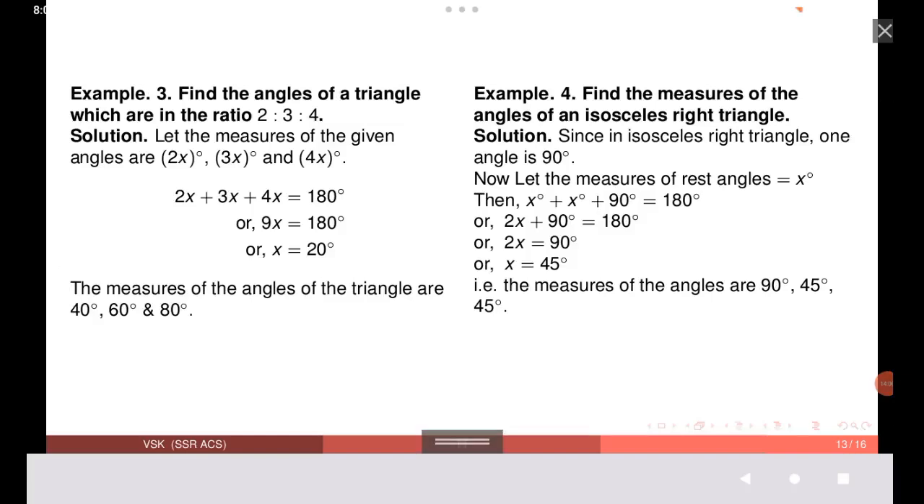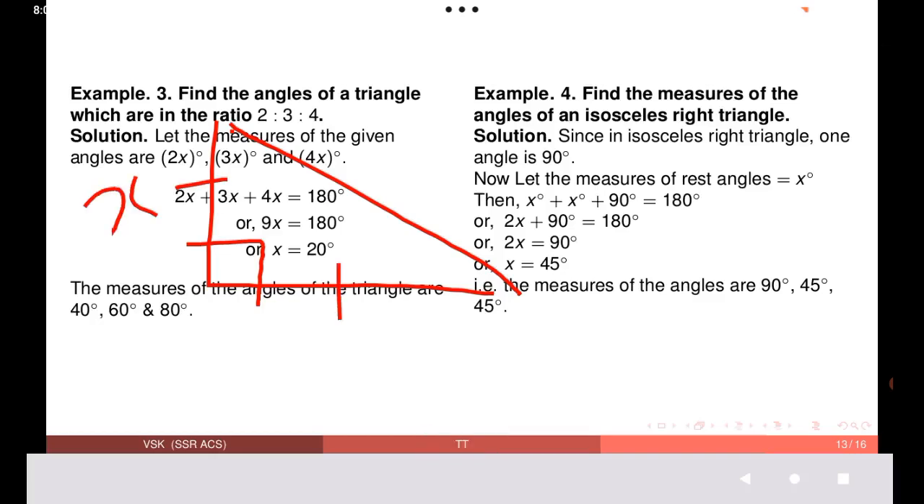Now let us see one more question. Find the measure of angles of an isosceles right angle triangle. Now here this is an isosceles triangle and one angle is a right angle. So this is the right angle and these two should be equal. So let us say this is equal to this. Suppose we take this as x. So these two are equal.